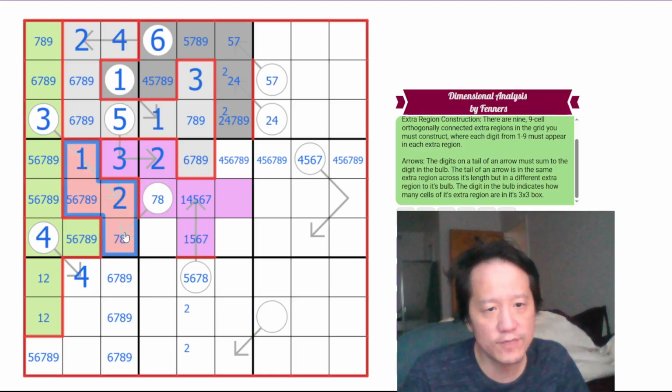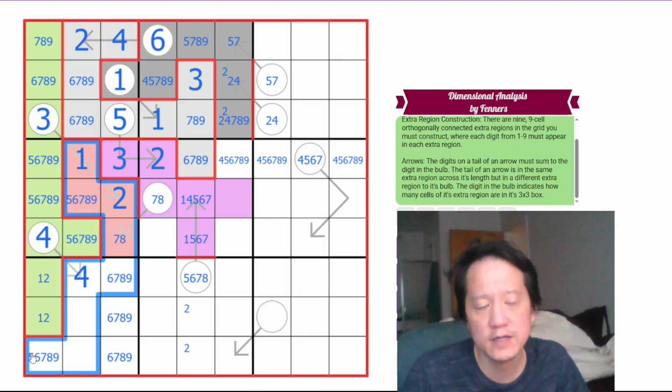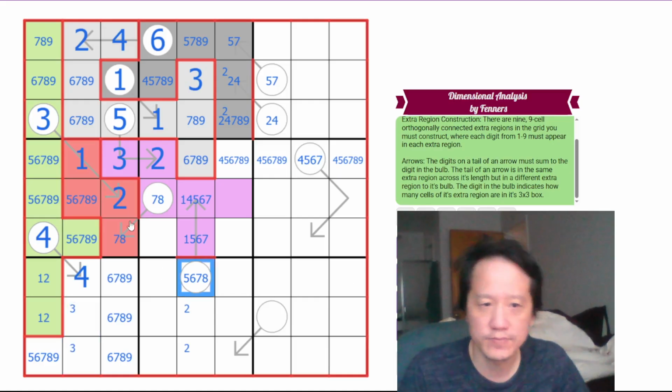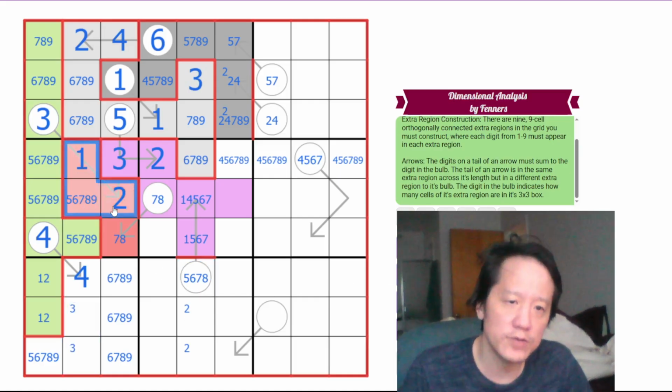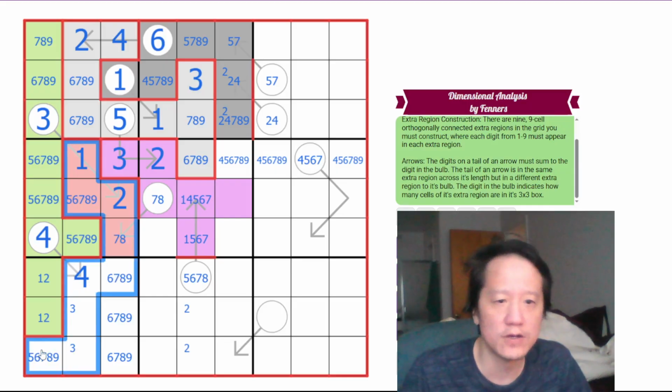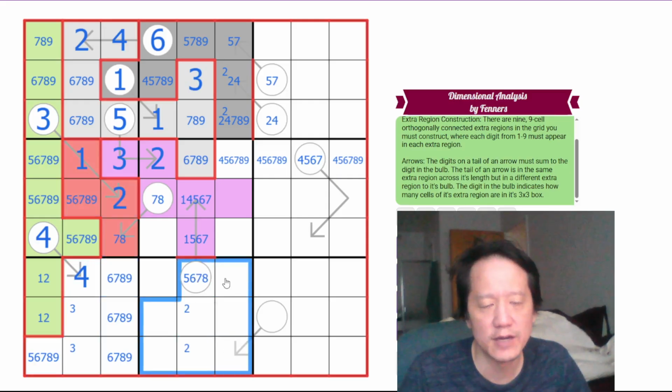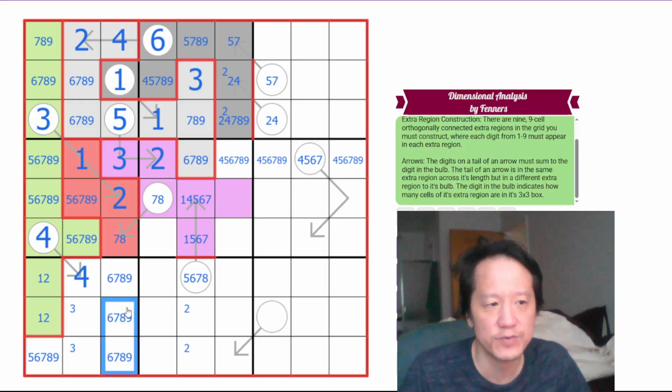1, 2, 3, 4, 5, 6, 7, 8. Hold up. 1, 2, 3, 4, 5, 6, 7, 8, 9. The problem is you always need 2 digits at least here. 2 cells at least to add up with these other digits. 3 has to be one of these two. So even if this is adding up here, the problem is you can't get 8 here, right? Because that would then block off this region from being a full region.